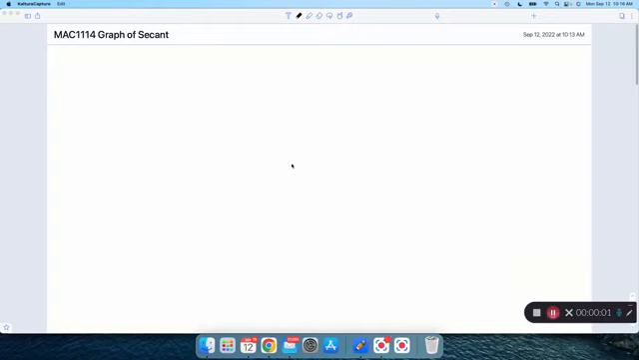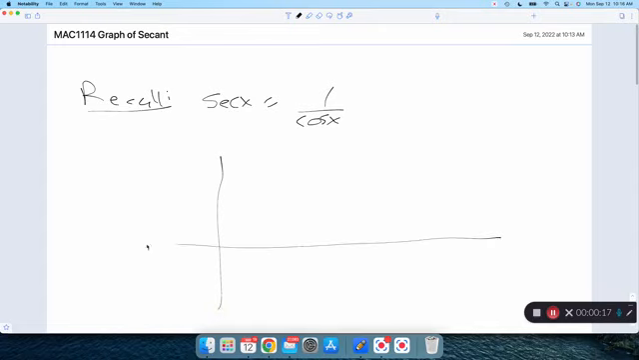Okay, let's talk about the graph of secant of x. Well, first off, recall secant of x is just 1 over cosine x. And we should be really good at graphing cosine of x by now.